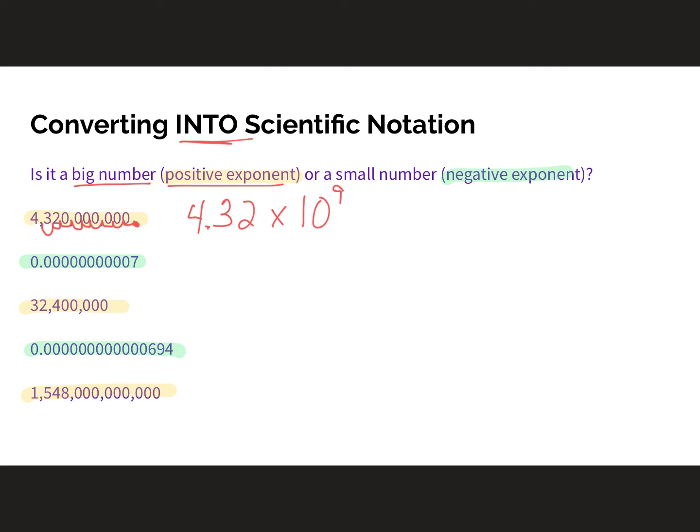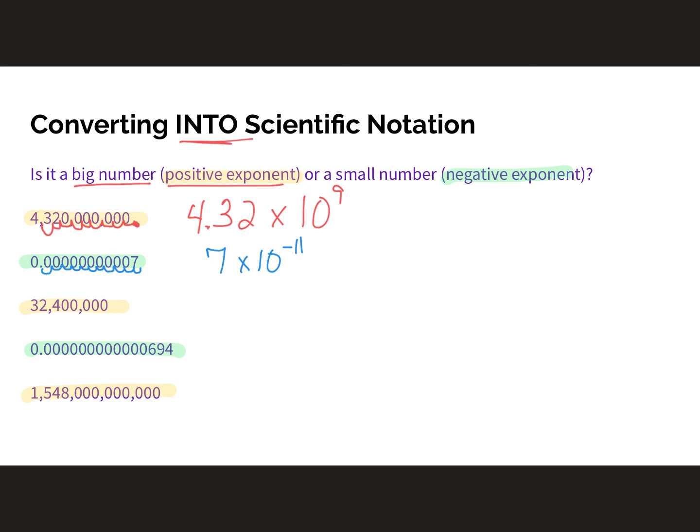Here, the next one, my decimal starts out here, and I'm going to move it all the way over to the right-hand side of this 7. So how many places am I moving it? I'm going to move it 1, 2, 3, 4, 5, 6, 7. Sorry. Let's try that again. 1, 2, 3, 4, 5, 6, 7, 8, 9, 10, 11 spaces. So this one's going to be 7 times 10 to the negative 11th power.